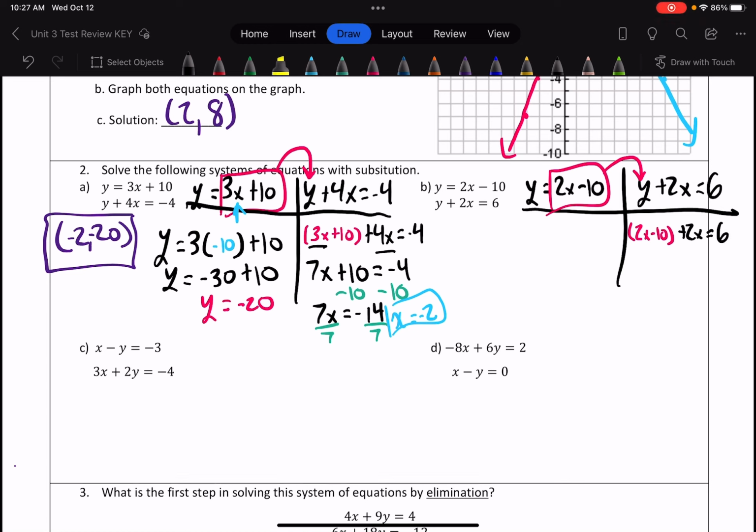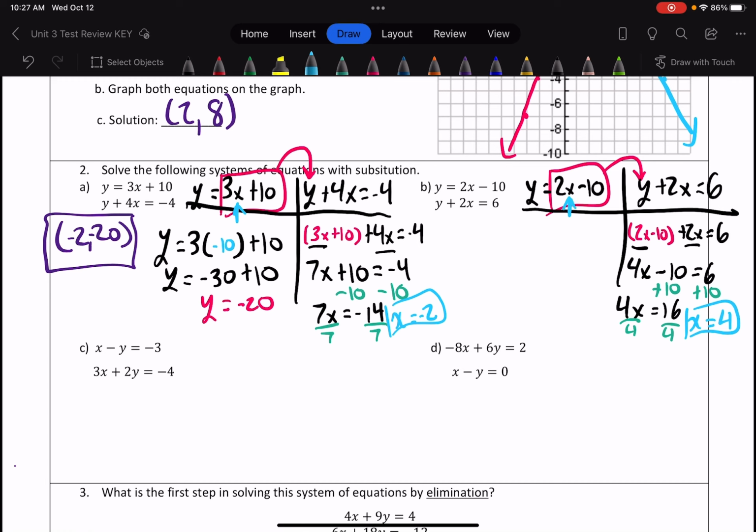Once again, the y in my second equation doesn't have a coefficient, so I don't have to distribute. So I can move on to combining like terms. 2x plus 2x gives me a 4x. So I got 4x minus 10 is equal to 6. Now I can just evaluate this equation for the value of x. I'm going to add 10 to both sides. So I have 4x is equal to 16. Divide by 4 on both sides. And x is equal to 4.